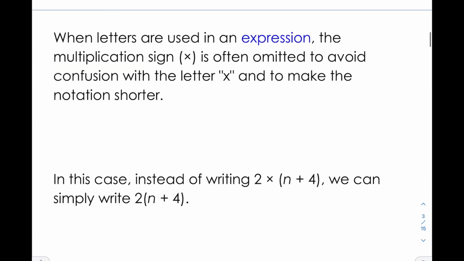When letters are used in an expression, the multiplication sign is often omitted to avoid confusion with the letter x and to make the notation shorter. So all that means is that 2 times (n plus 4) is the same thing as 2(n plus 4). This means that we do the n plus 4 first, and then we multiply that by 2.